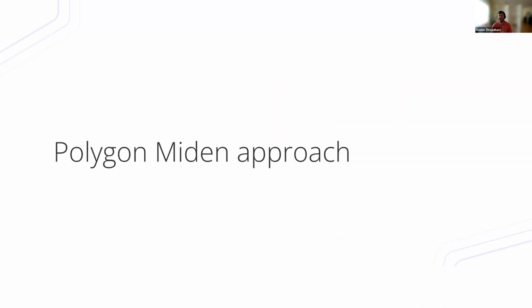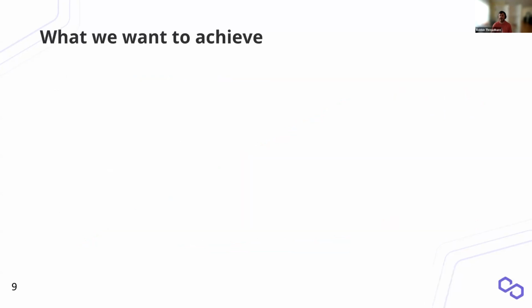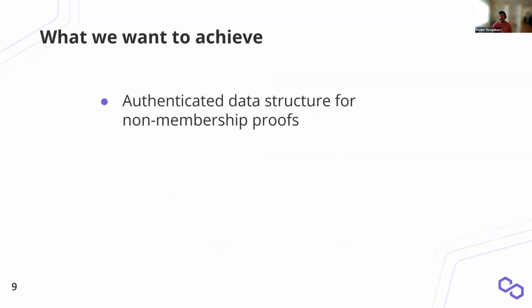Now, this is one of the main problems that we want to solve. So let's talk about how we try to do it in Polygon Maiden. To take a step back, we want to solve for a few different things. The first thing is to have the nullifier set tracked by an authenticated data structure so we can have non-membership proofs. This is important because Maiden is an L2 and we need to be able to prove updates to the nullifier set to L1 as well.